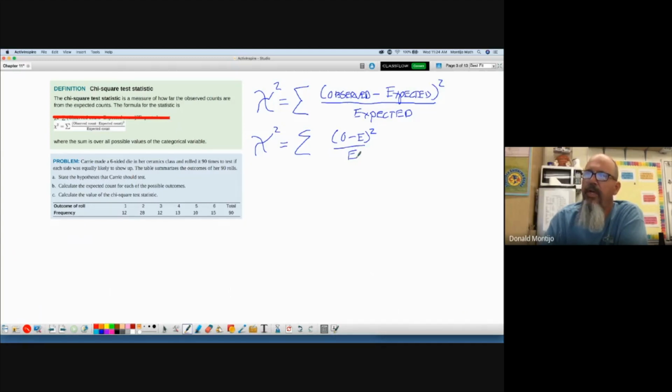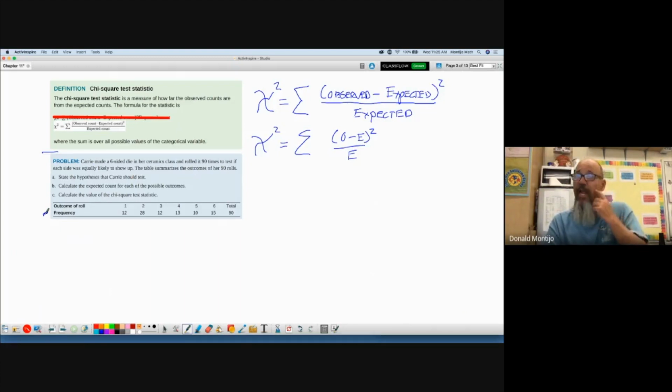Okay? If we look at this problem in blue here, Carrie made a 6-sided die in her ceramics class and rolled it 90 times to test if each side was equally likely to show up. The table summarizes the outcomes of her 90 rolls. So down here, this frequency, the table that she wrote down, is her observed. When she rolled the dice, this is what happened. Okay, so we already have the observed counts.